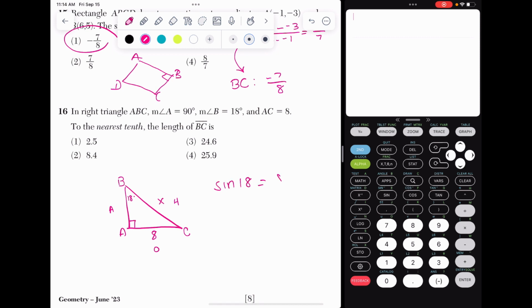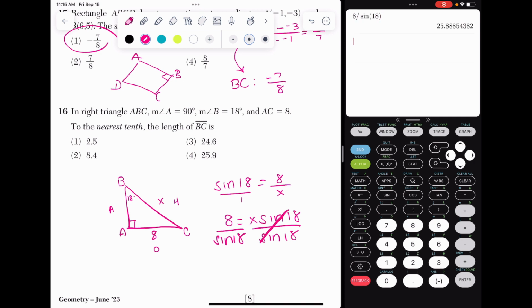The sine of 18 is 8/x. Let's cross multiply that: 8 equals x sine 18. Divide by the sine of 18 to isolate the x value. So 8 divided by the sine of 18 is going to give us 25.888, and to the nearest tenth, that is choice 4, 25.9.